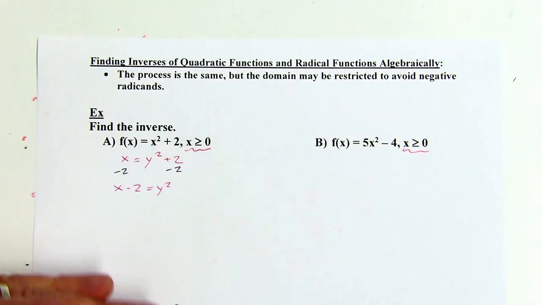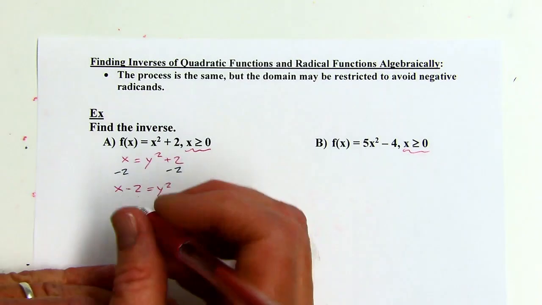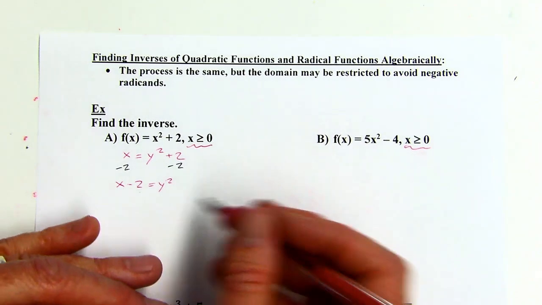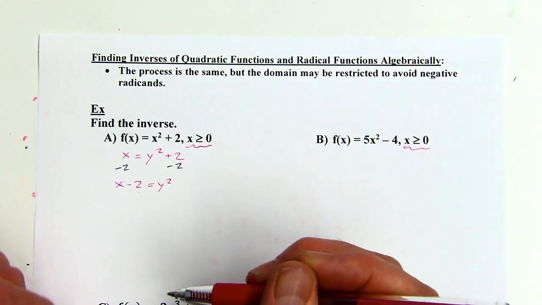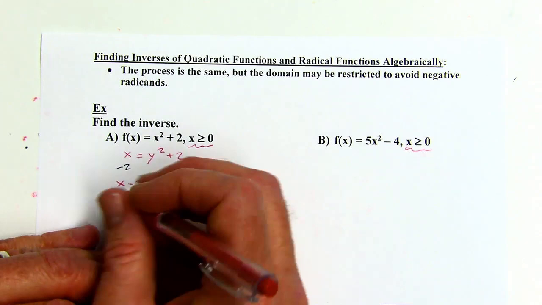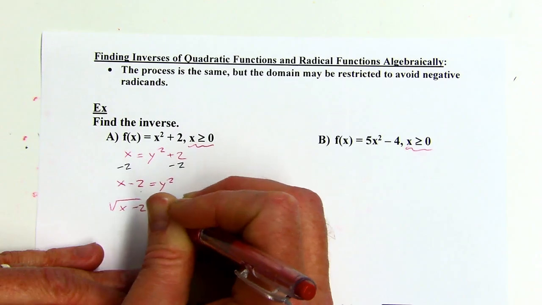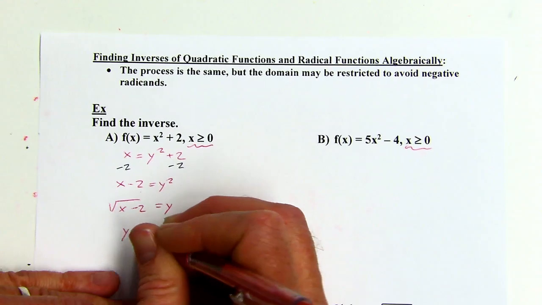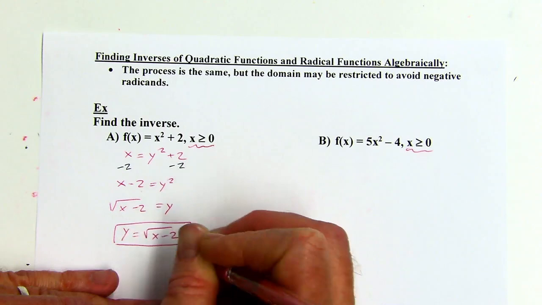And now to isolate y, I'm going to have to take the square root of both sides. When you take the square root of both sides of an equation, you would usually put a plus minus in front of the square root function technically, but we're not going to do that here. I'm just going to put the square root of x minus 2, and I'm going to say that that equals y. And then I'll flip this whole thing around. And this is my solution.